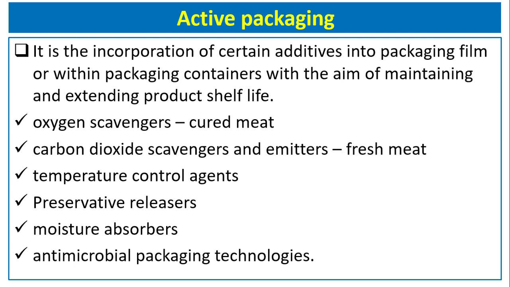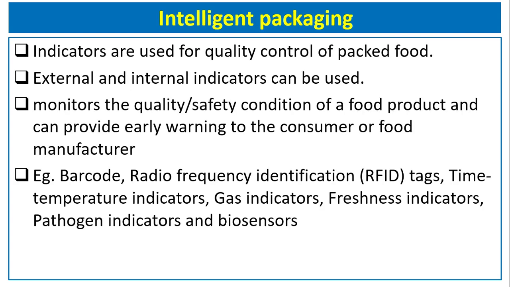Active packaging. It is the incorporation of certain additives into packaging film or within packaging containers with the aim of maintaining and extending the shelf life. Oxygen scavengers for cured meat, carbon dioxide scavengers and emitters for fresh meat. Temperature control agents are also used. Preservative releasers, moisture absorbers, antimicrobial packaging technologies are also employed in this active packaging.